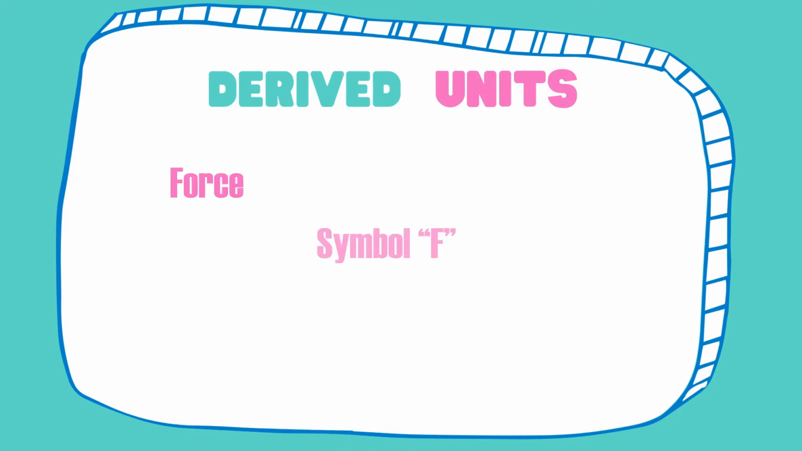Just like the fundamental units, these come with their own symbol. However, the unit is different. The unit for force is composed of 3 SI units, namely from mass, time, and length: kilogram meter per second squared, or what we call Newton.